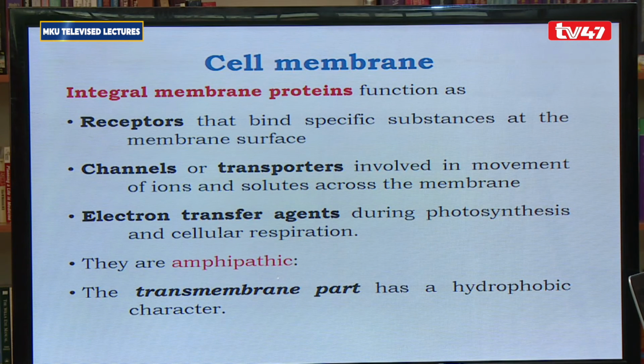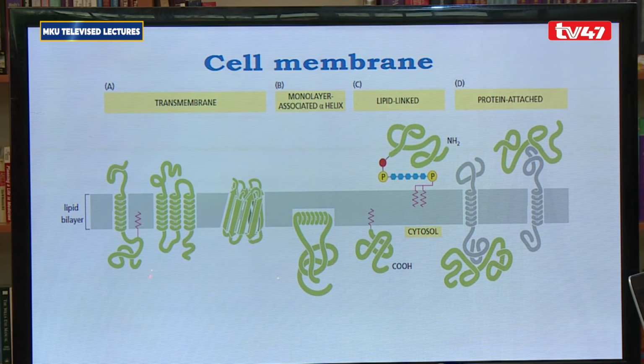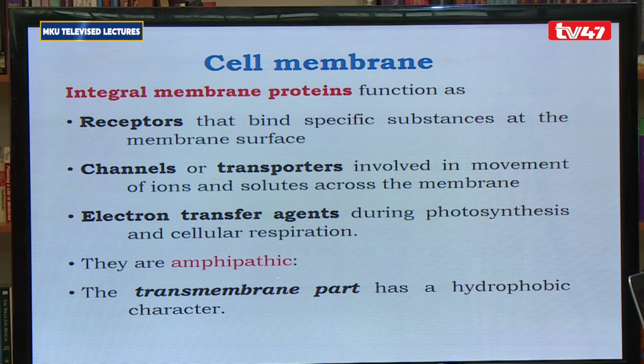So they provide a channel. If I could go back a bit here, they would provide a channel for substances to run through the particular membrane. Then some act as electron transfer agents, like in the mitochondria, where we mentioned that they're involved in cellular respiration, and in the chloroplast, where they're also involved in photosynthesis. They are also amphipathic, meaning they have both hydrophilic and hydrophobic regions within their structure.